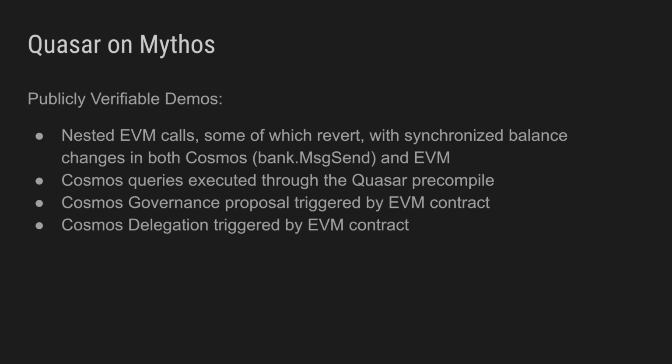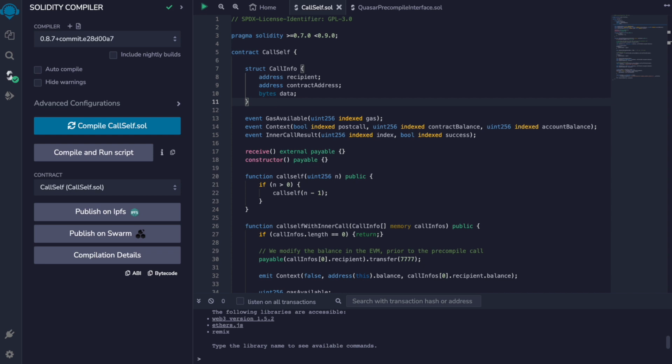And now I will show you some demos, and then we will talk about the solutions we used to solve the state nesting and synchronization issues. The first demo is showing you nested EVM calls with calls to the Quasar precompile, some of which revert with synchronized balance changes in both Cosmos and the EVM contexts. We are here in Remix and we have this contract named call self, which can make calls to other contracts and then also makes a call to itself and have a nested call frame inside.